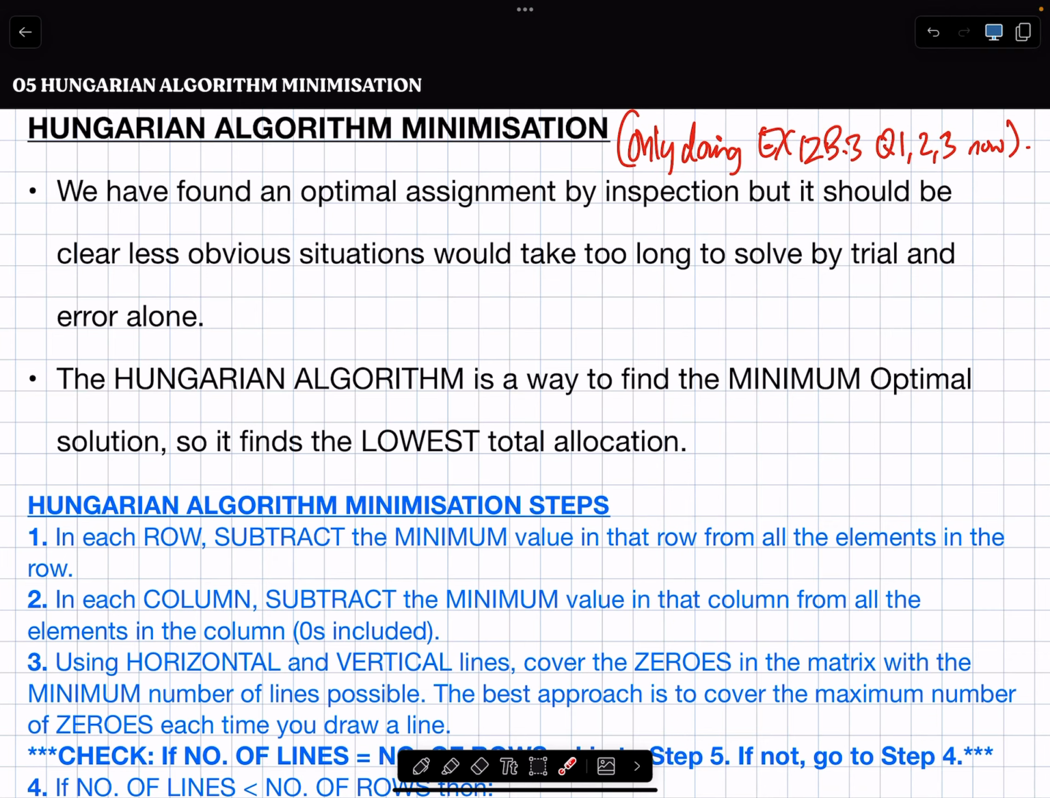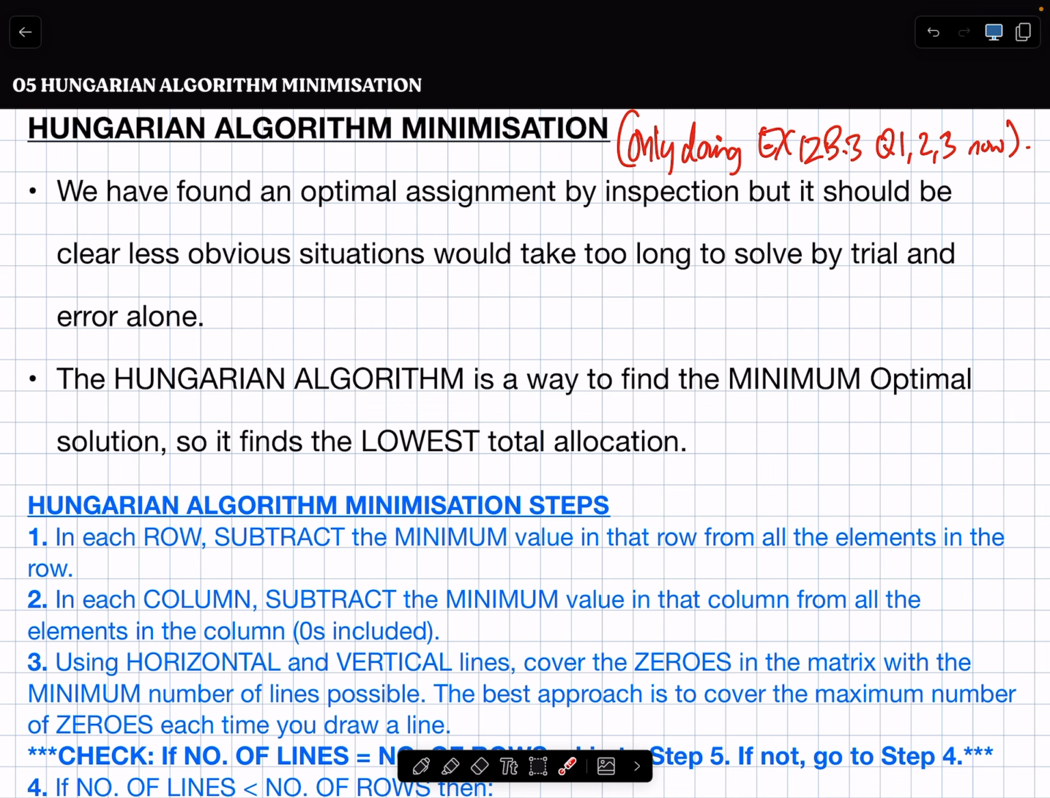Literally the rest of this topic is this. Slight modifications to it, but you are just going to be doing the Hungarian algorithm for the rest of your time here. So how do we divide up your discrete models topic? Doing the little networks, critical path method, and Hungarian algorithm.